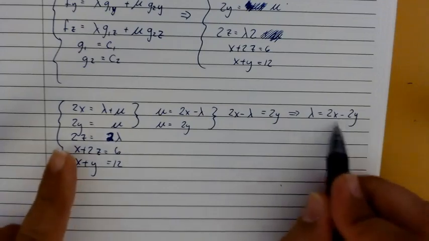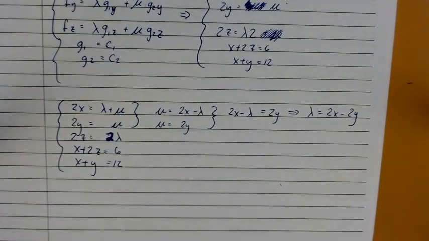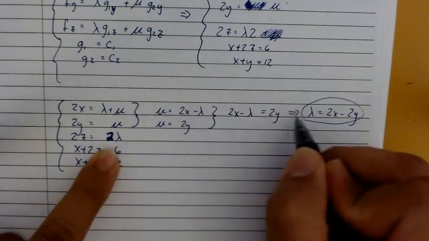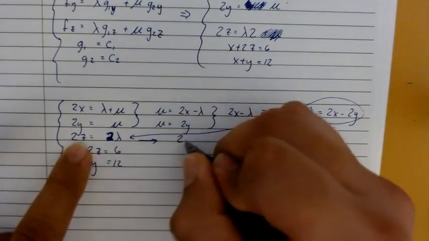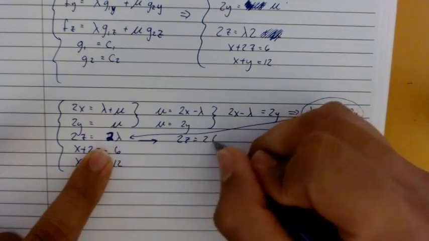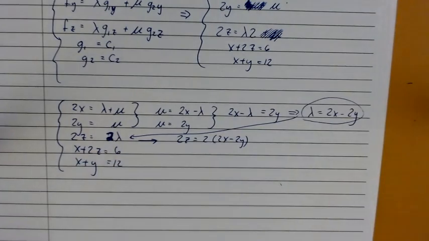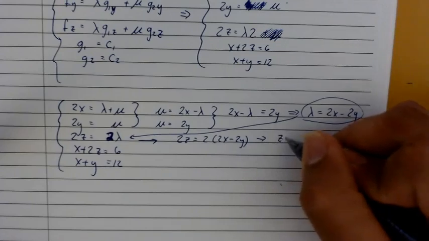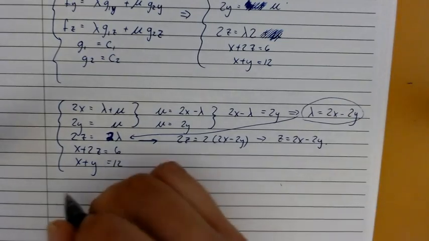Okay, so this lambda can now replace down here. Plugging it into this equation right here gives us 2z is equal to 2 times lambda, which is equal to 2 times 2x minus 2y. Or more simply, we can just divide the 2's out, and that gives us z is equal to 2x minus 2y.